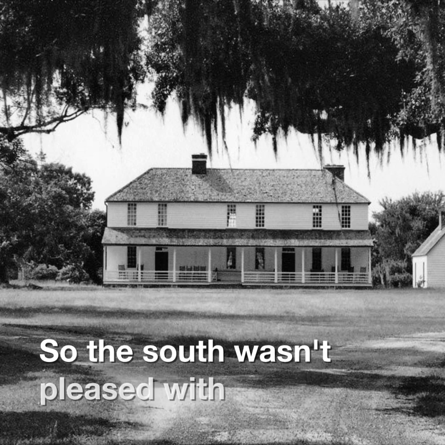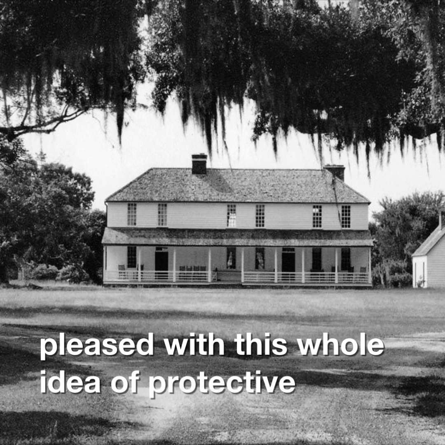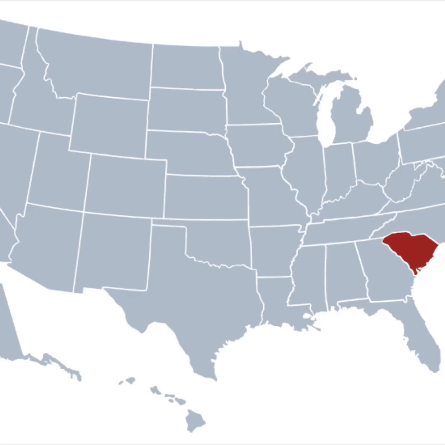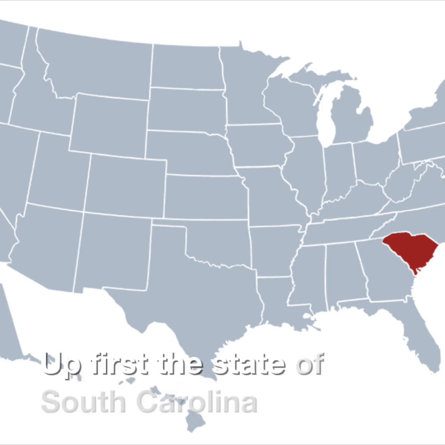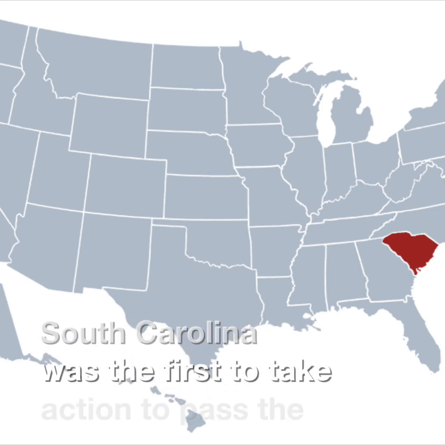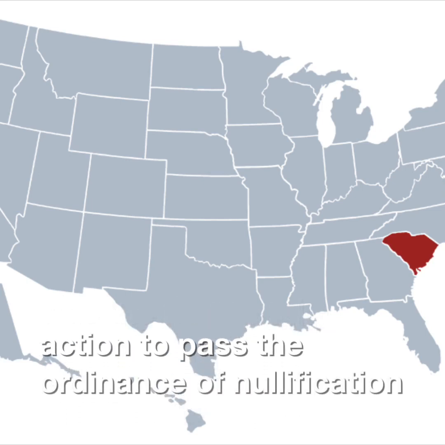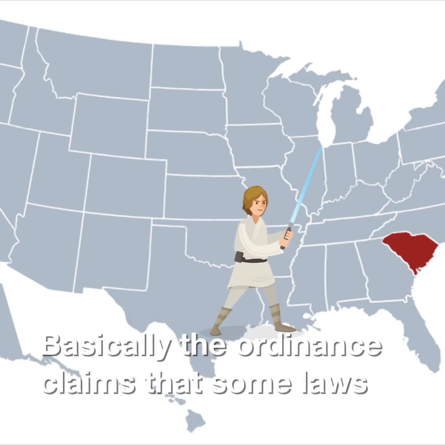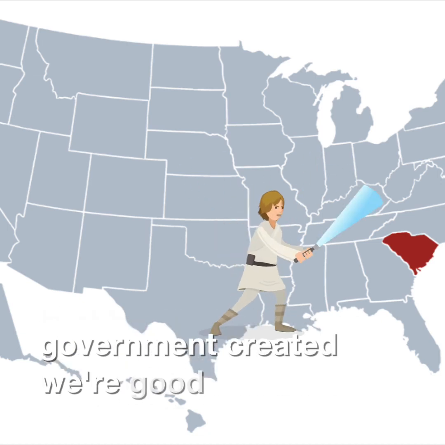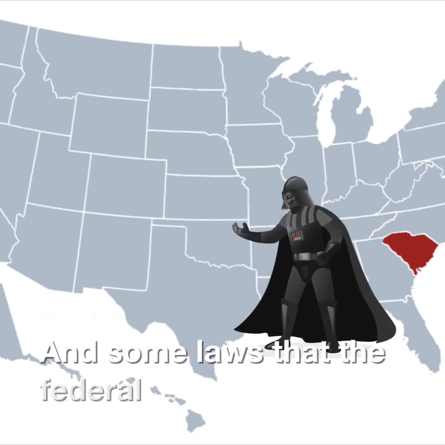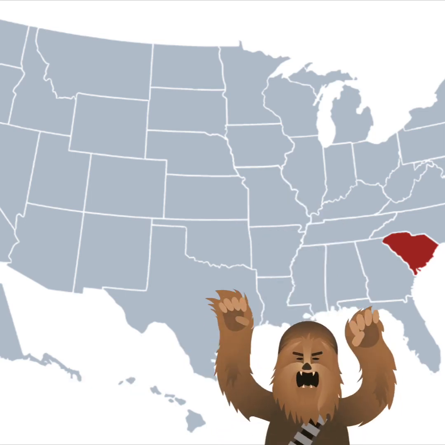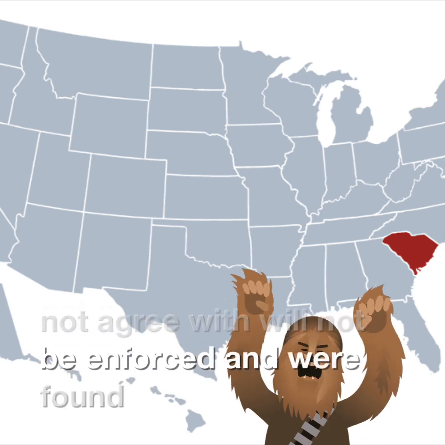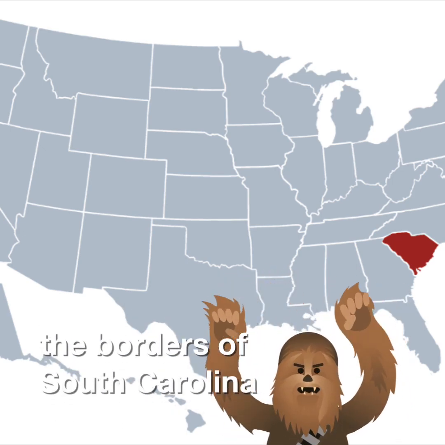So the South wasn't pleased with this whole idea of protective tariffs, so they threatened to secede from the Union. Up first, the state of South Carolina was the first to take action and pass the Ordinance of Nullification in 1832. Basically, the ordinance claimed that some laws that the federal government created were good, and some laws that the federal government created were bad. And the ones that South Carolina did not agree with would not be enforced and were found to be illegal within the borders of South Carolina.